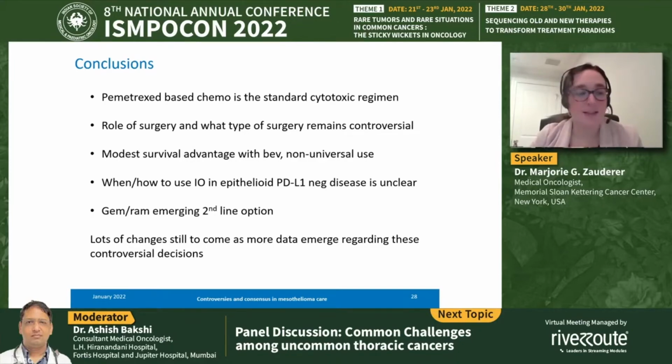So again, in my clinical practice, if someone is gemcitabine eligible, I think about adding the ramucirumab, especially if they haven't previously received bevacizumab. This is really a time of great activity and investigation in mesothelioma, and I expect the field to continue to evolve rapidly over the coming years.